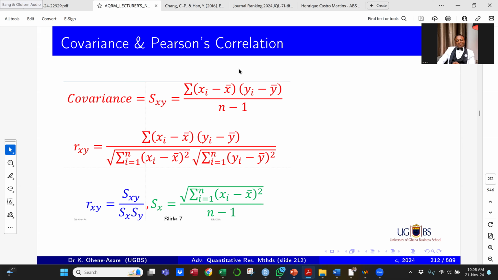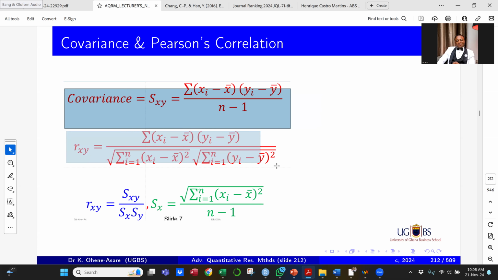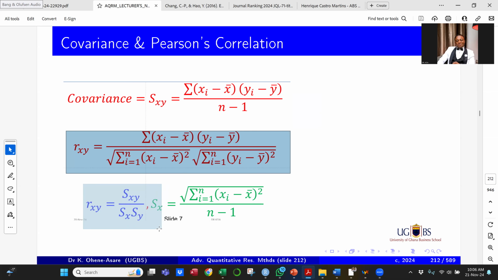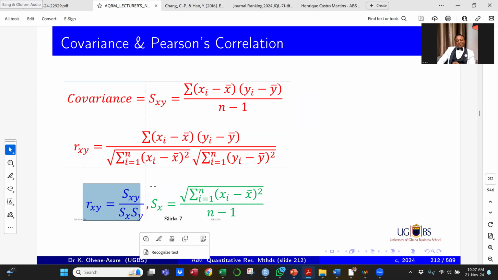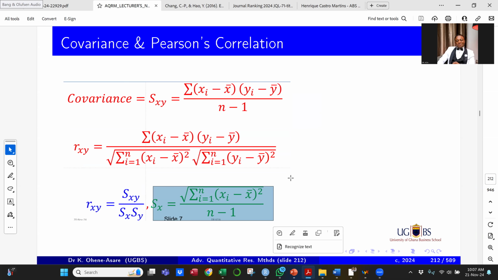That's the point. The formula for the covariance is this first one here. The formula for the correlation is that one there. The correlation can also use this formula in blue, okay, where the denominator is this one, which is for X, and another one, which is for Y.